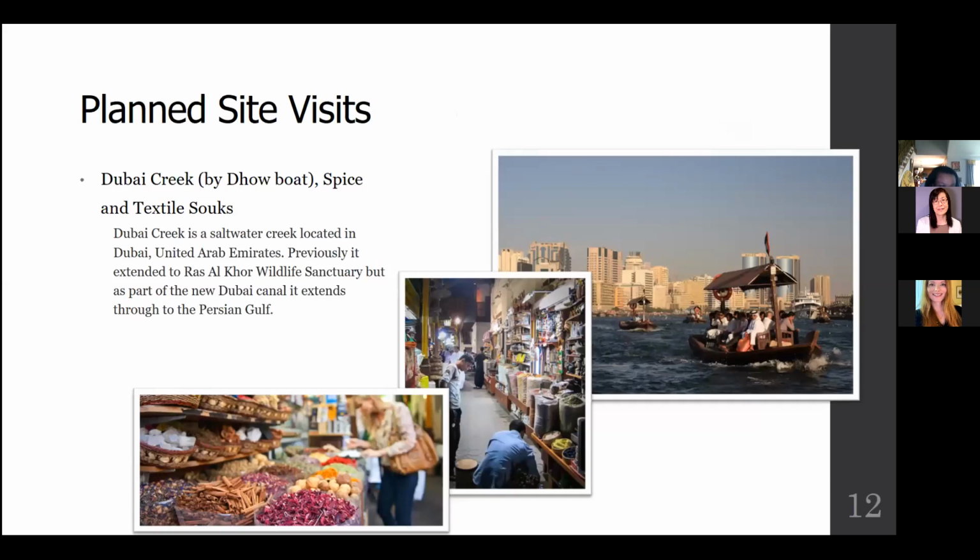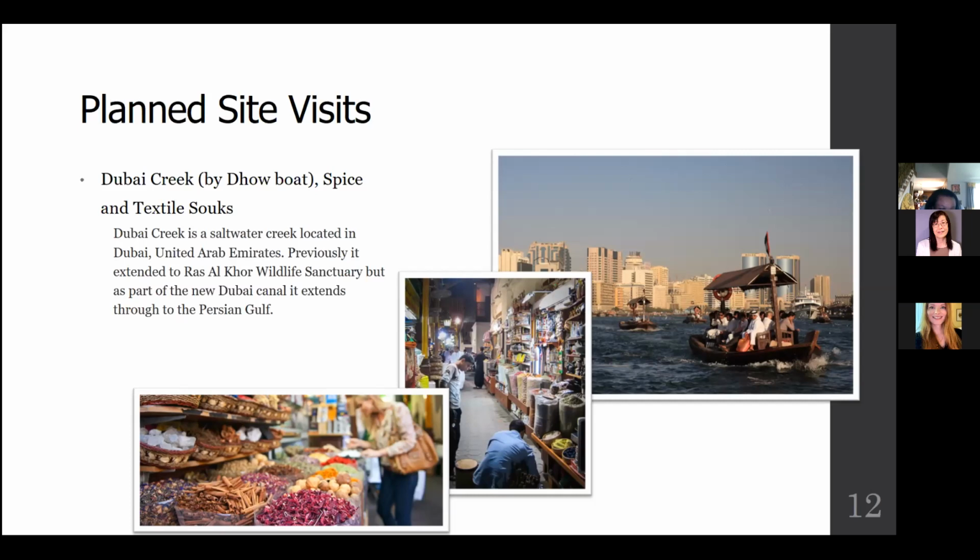Another visit is the Dubai Creek by dhow boat. It's the spice and textile souks. This was another really fun thing to do. You take the boat from one location to the neighborhood where they sell. They have all the spice and textile souks, lots of neat spices you can buy. I'm a big fan of dates, so I bought some dates from there and they were just great. So a lot of neat things to experience in there.